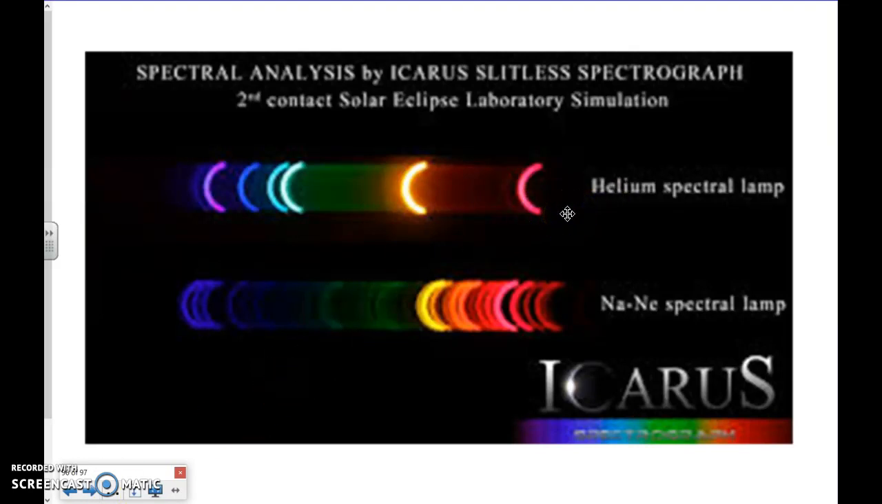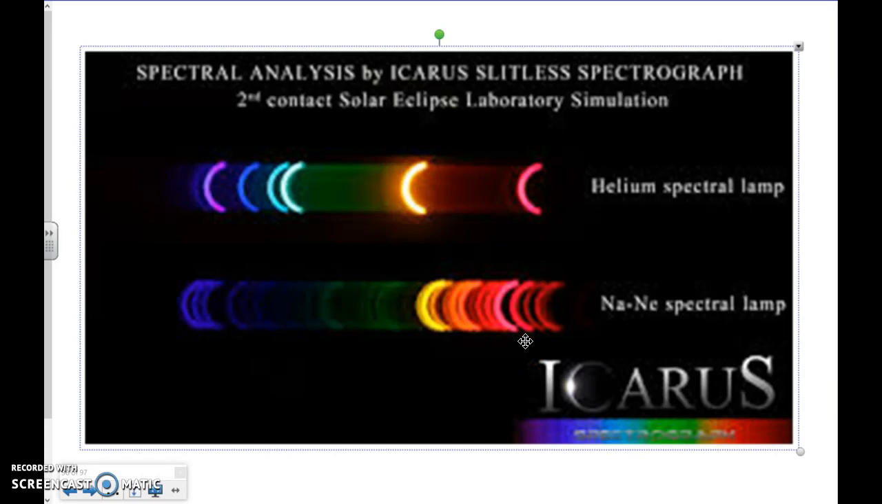What they have done is put a tube full of helium gas into an electrode, so it lights up like a neon light, right? But if you notice, there are only certain colors available, they make a distinct pattern compared to the sodium neon spectral lamp right there. So each element has its own distinct spectrograph.